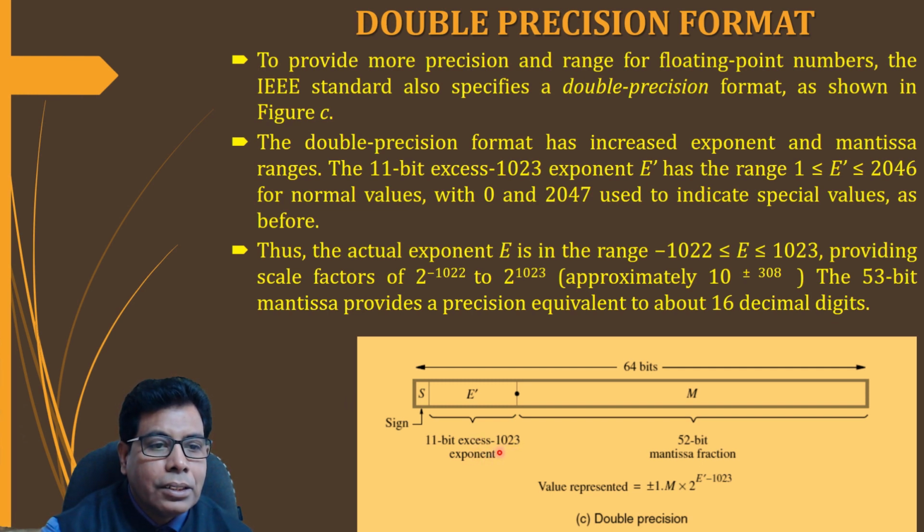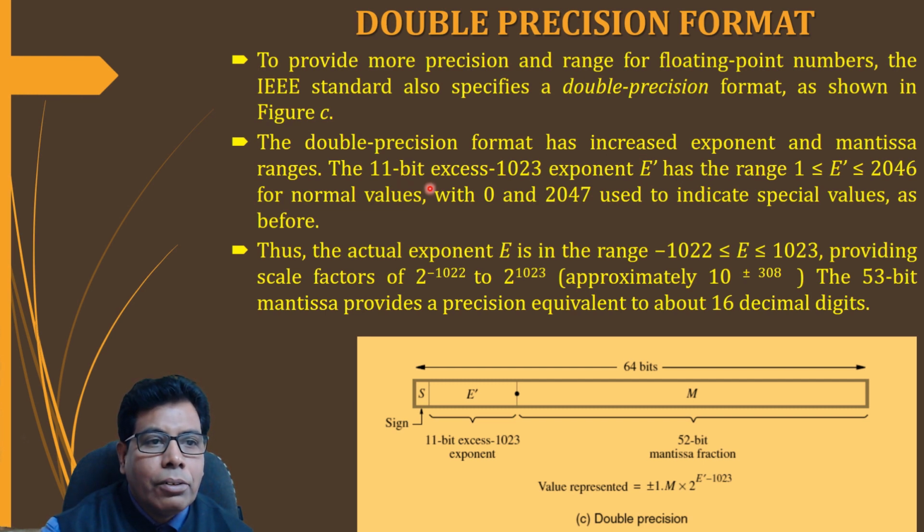Now here it is minus 1023, because in that case 2 raised to 8, 2 raised to 7 is 128, minus 1, that is 127. Now in this case 11 minus 1 is 10, so 2 raised to 10 is 1024, minus 1 is 1023. So here we have increased the exponent.